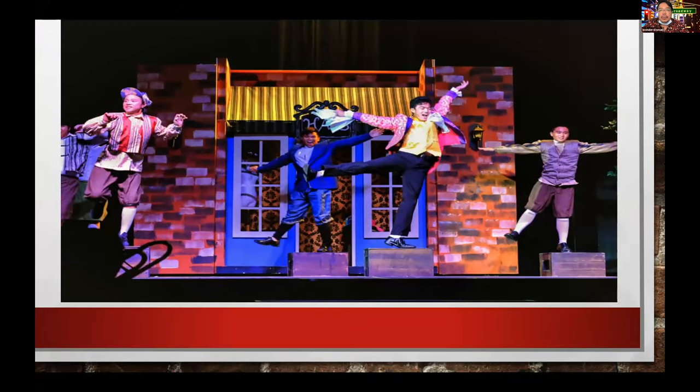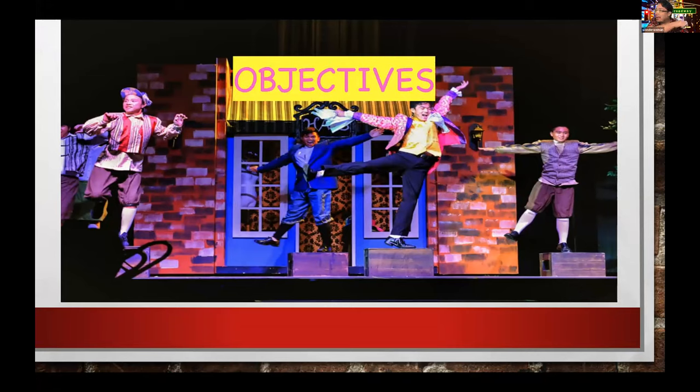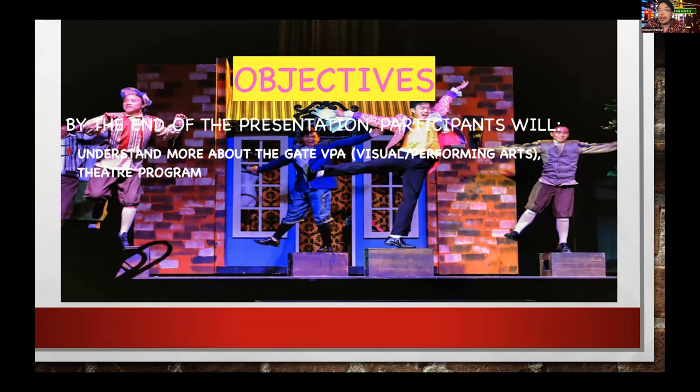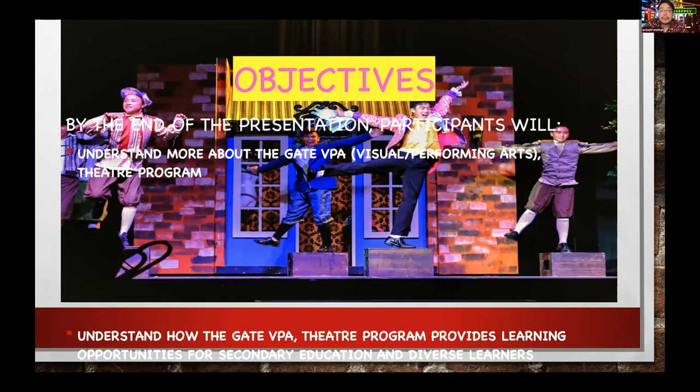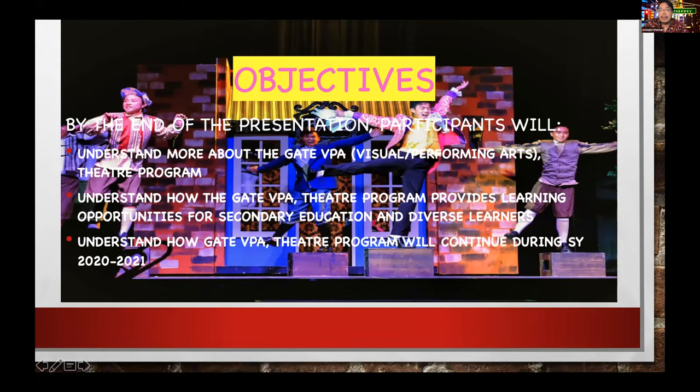Okay, here we go. This is one of the shows that we did, and this was Cinderella. Those guys are not Cinderella, they're just dancing for her. Our objectives are to understand more about the GATE VPA Visual Performing Arts Theater Program, understand how it provides learning opportunities for secondary education and diverse learners. Obviously, we're all about diverse learning, right? And understand how the GATE VPA Theater Program will continue during school year 2020-2021.